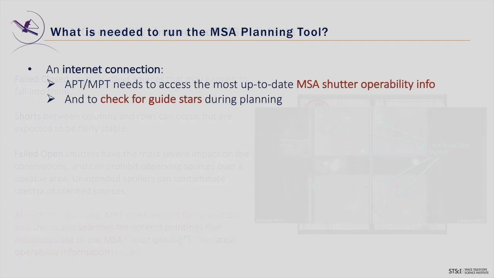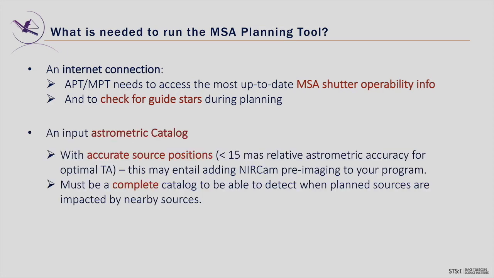Okay, so what you'll need to run the MSA Planning Tool is an internet connection, and that allows you to get the most up-to-date MSA shutter operability information and to check for suitable guide stars in the pointings that you're planning. Also, you'll need that input astrometric catalog. And again, the source positions have to be accurate to less than 15 milliarcseconds for the optimal use of the MSA target acquisition.